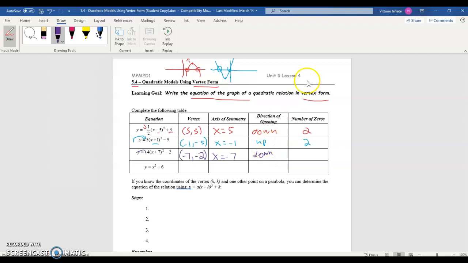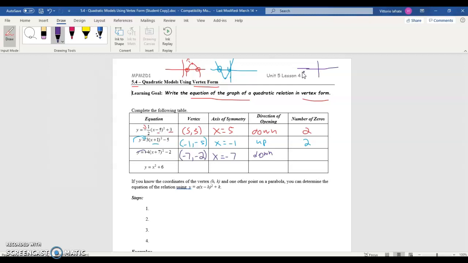And we need to figure out how many zeros there are. So let's draw a quick little sketch here. Our vertex is -7, -2. So let's go over here. This is -7, -2.